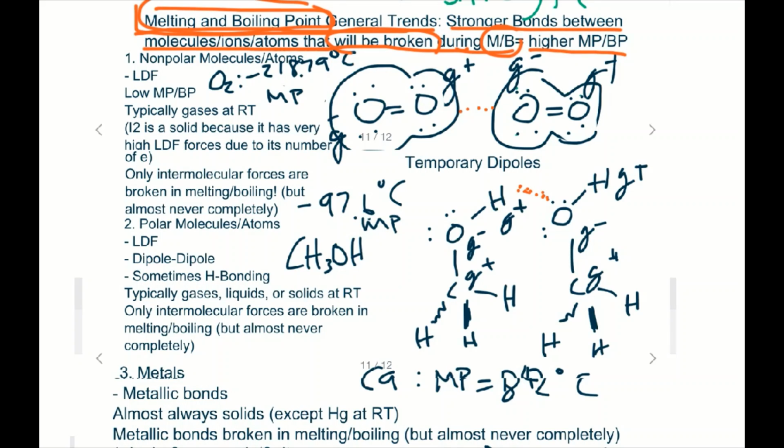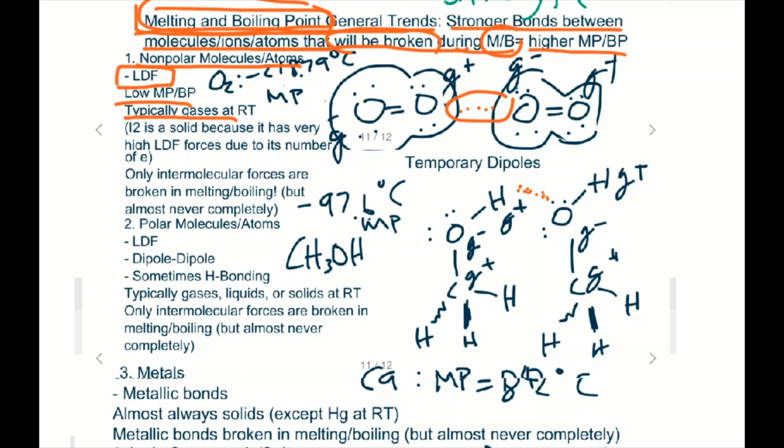Now, the first one we will talk about are nonpolar molecules or atoms. All atoms are nonpolar because, as you may know, atoms cannot form bond dipoles, and because of that, they will always be nonpolar. Nonpolar molecules or atoms only have London dispersion forces at their disposal, and this is a drawing of the LDF forces occurring between two O2 molecules. These typically have the lowest melting and boiling points, and because they have low boiling points, they are typically gases at room temperature.